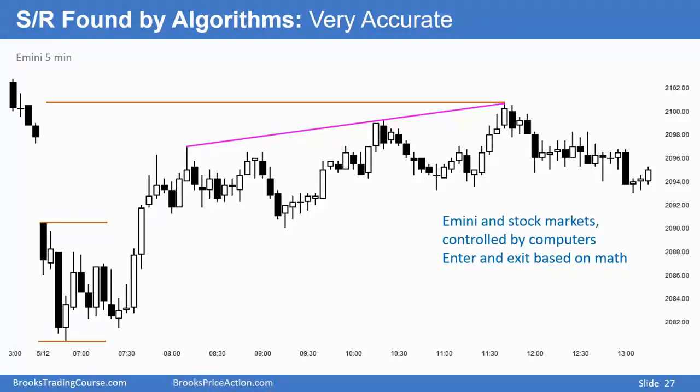E-mini and stocks are both controlled by computers. Traders pay a lot of attention to entering and exiting based upon math, where the projections are, where the support and resistance is. If a trader is good at spotting support and resistance, he knows where to take profits and he knows where to enter trades.